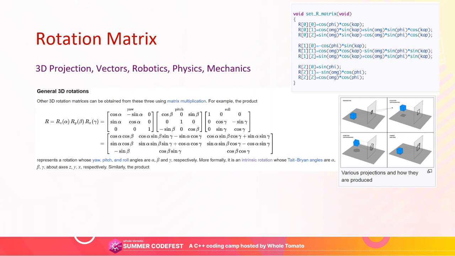This is a general 3D rotation formula here, and there is a very simple 3D rotation matrix example of how you can rotate an object. So when you multiply any object with this rotation matrix, you find the exact position of the next level of the vector.